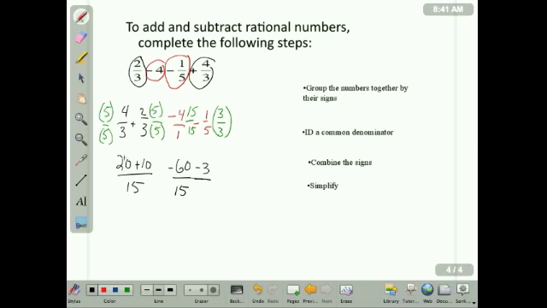So now I can combine them. 20 plus 10 is 30. -60 minus 3 is -63. And now they are common denominators. I can go ahead and simplify. These signs are different, so I'm going to go ahead and subtract. 63 minus 30 becomes 33. And I know that my sign is negative. So my answer, simplified answer, is -33 over 15.